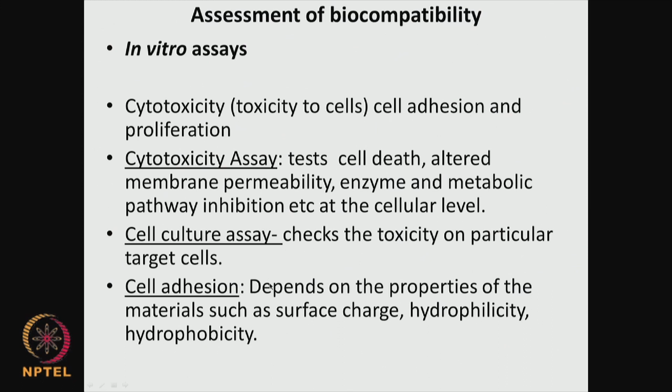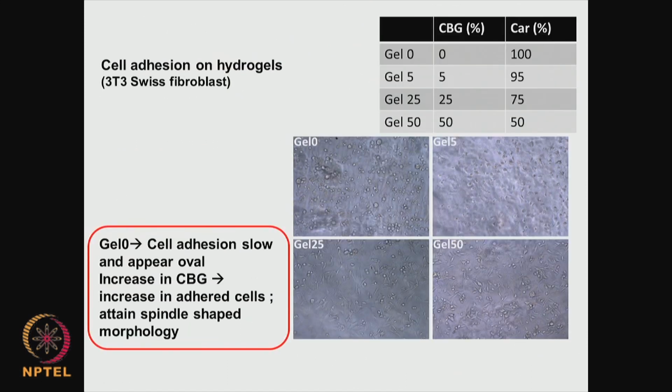Adhesion is very important so that the cells can start proliferating. The adhesion depends on the properties of the biomaterial, like surface charge, hydrophilicity, hydrophobicity, surface roughness, and so on. So, we can do that sort of cell adhesion study experimentally in the lab, in vitro based. For example, I just want to show you an example of how to do it.